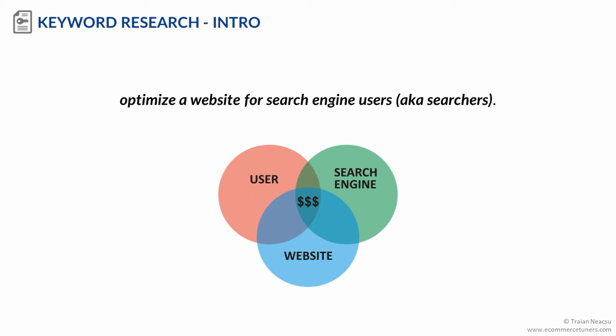When performing keyword research, we often skip the user and jump straight to the search engine. This section of the course describes what I believe is a better approach to keyword research. Start with the user, continue with the website, and finally consider the search engine.